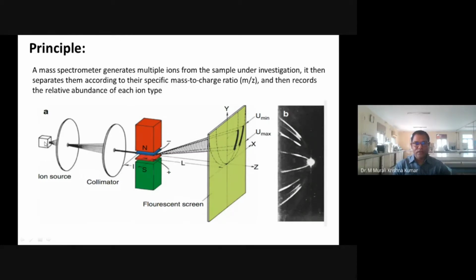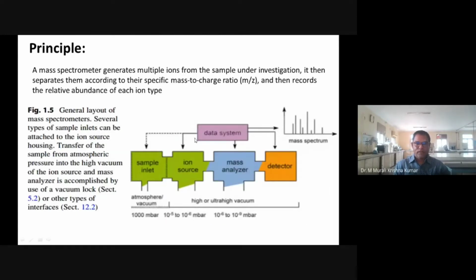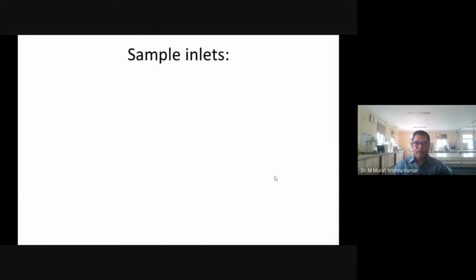One is the sample injection and then the ionization part. So we have the sample inlet, then the ion source, third the mass analyzer, and fourth the detector. In case of sample inlets, what kind of samples can we make use of? Unlike other spectroscopy and analytical techniques, we don't have a streamlined process via which a sample can be injected. All the time we need the sample to be converted into a vapor.